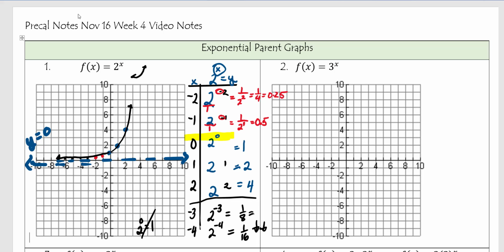The next one works exactly the same way. It's just base 3. That's the only difference. And I'm just going to cruise through that one pretty fast for you. Here I go.